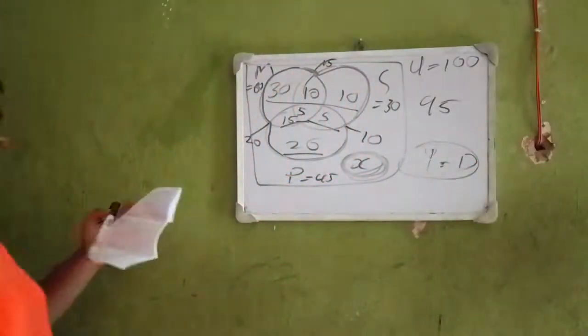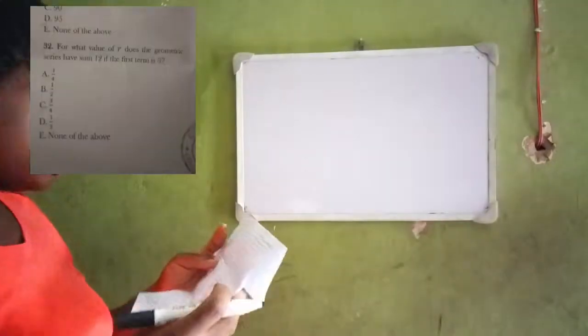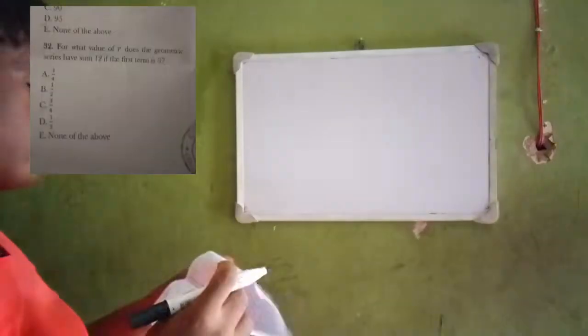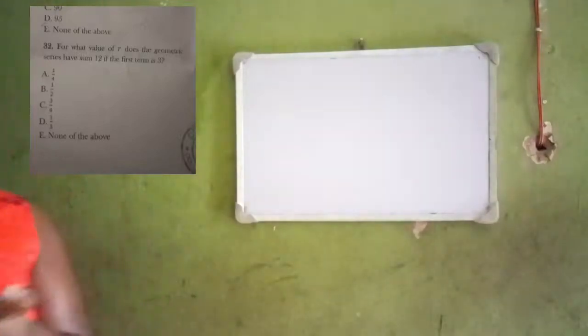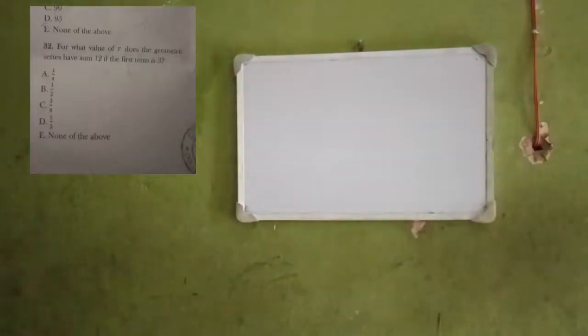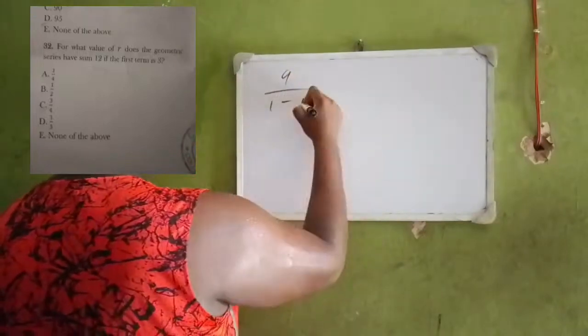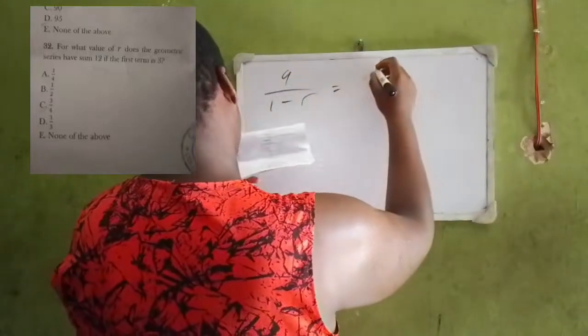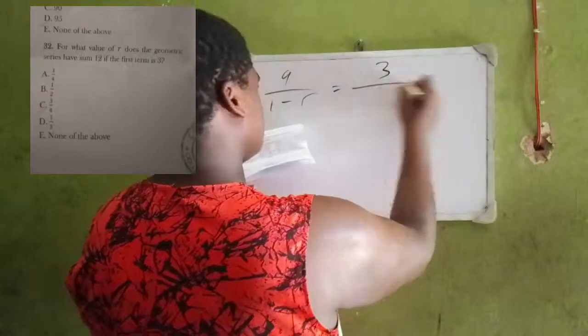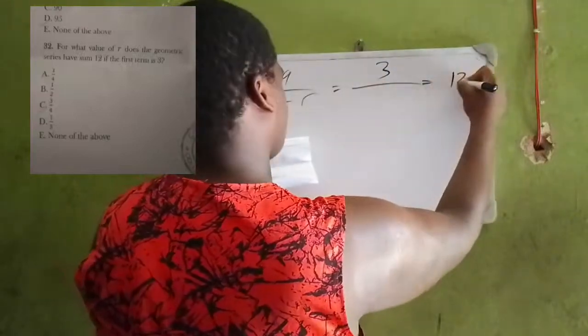Let's go to the next question. Question 32. For what value of R does the geometric series have a sum of 12 if the first term is 3? So without confusing you, the sum to infinity is A divided by 1 minus R. You see that the first term is 3 and the sum is 12.